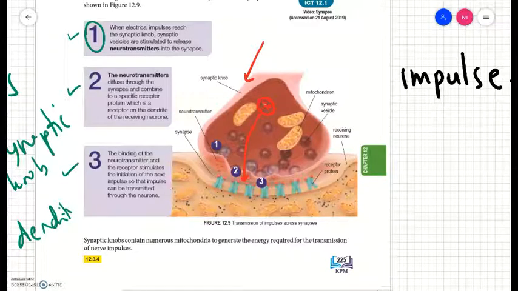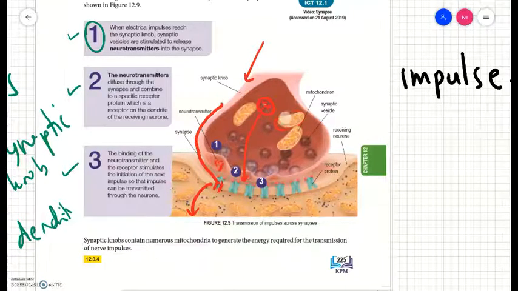Okay, and then yang kena release tadi tu, neurotransmitter, it will combine with specific receptor. Ni dalam warna merah ni, receptor ni dia akan combine with specific receptor on the dendrite. Okay, and then number 3, the binding of the neurotransmitter and the receptor stimulates the initiation of the next impulse. Maksudnya bila neurotransmitter ni release, combine, and then initiate pula yang baru, sambung balik dalam bentuk electrical signal.